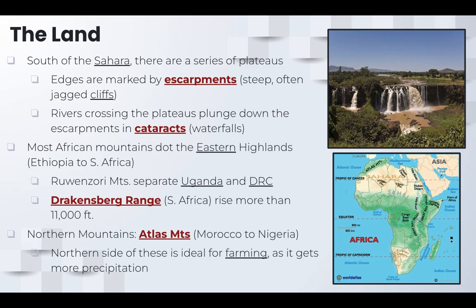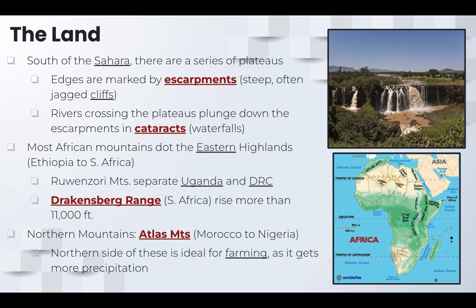But most African mountains dot the eastern highlands. As you can see on this map here, there are a lot of mountain ranges in this area. The Rwenzori Mountains separate Uganda and the Democratic Republic of the Congo, so that's right in here. Then the Drakensberg Range is in southern Africa, right down in this area, and it rises more than 11,000 feet at its highest points.